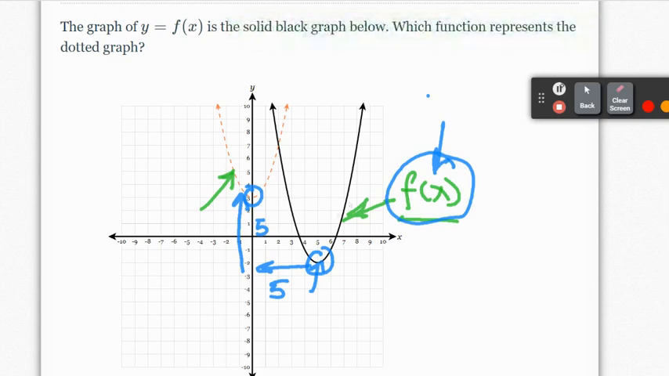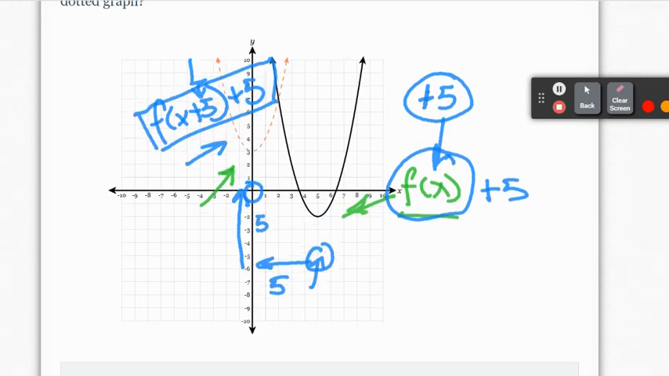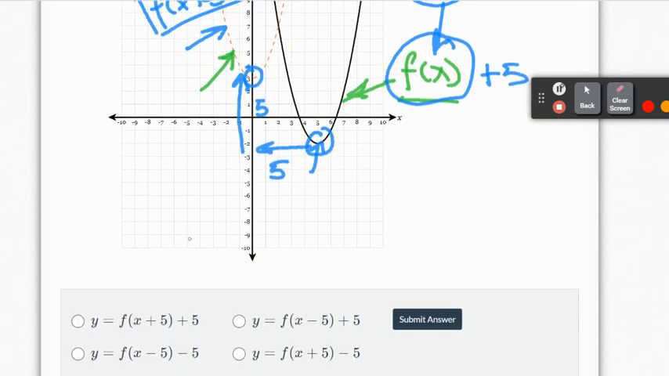So to go left, I need to make it a -5 on the inside. So it's going to be x minus 5. Sorry, to go left, I need that -5 to actually be a +5. That's what I meant to say. To cause it to go left, it's opposite of the sign. And then to go up, I need a +5 also. So this dotted line is going to be f of x plus 5. That causes it to go left. That's the left part. And then up 5 is the +5. So that would be my answer selection down below, +5 here.